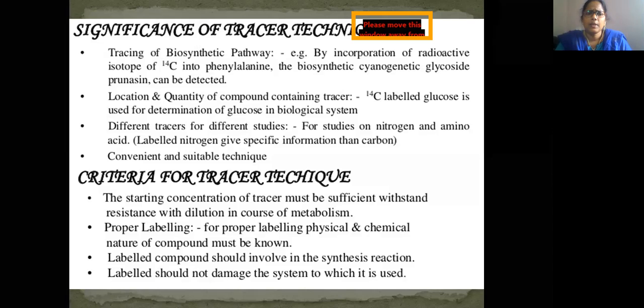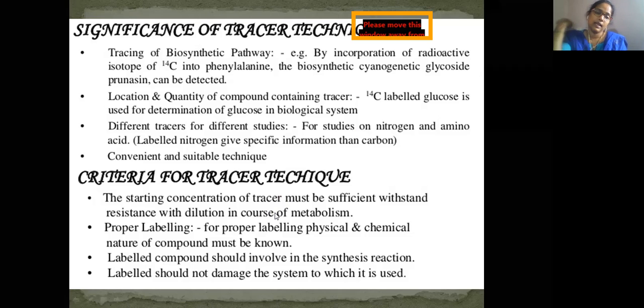In case of amino acids, they include nitrogen. So we can use the nitrogen radioisotopes for studies of amino acids, like pathways of amino acids can be determined by using different radioisotopes, and it is a convenient and suitable technique. The tracer techniques are very convenient and suitable for finding out all types of pathways, or you can also use them for archaeological studies, or also check it in biological systems.